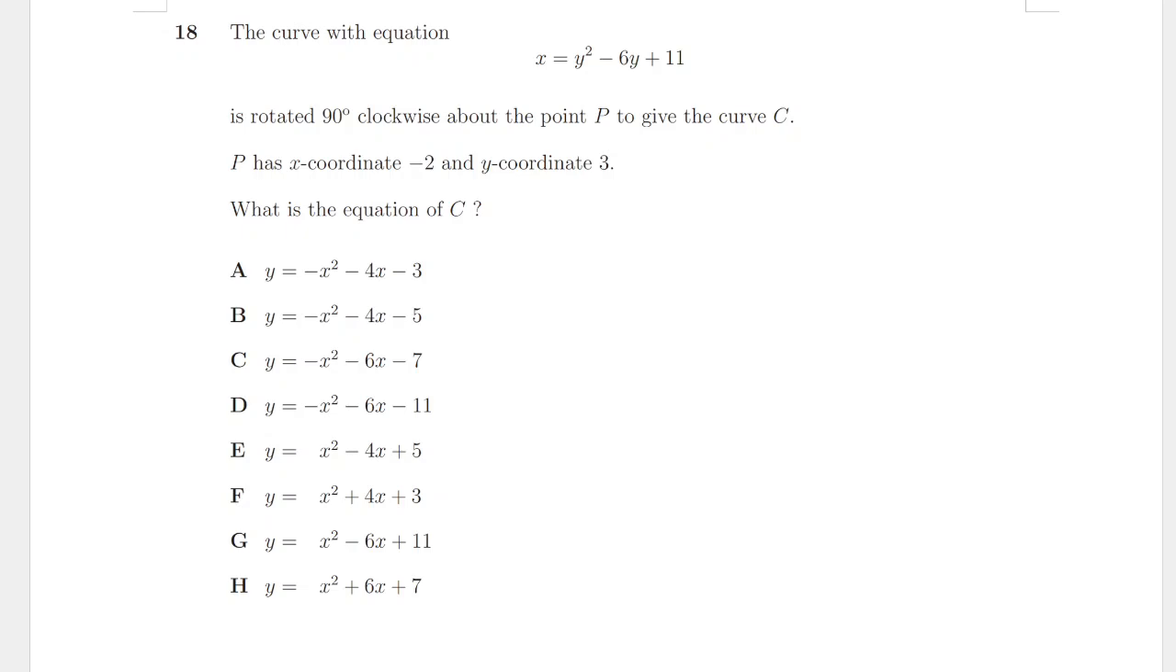Okay, question 18. The curve of equation x equals y squared minus 6y plus 11 is rotated 90 degrees clockwise about the point P to give the curve C. P has x coordinate -2 and y coordinate 3. What is the equation of C? Okay, so what can we do?